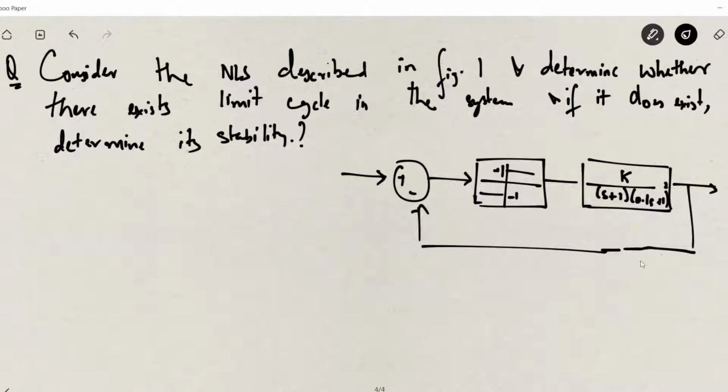We have to first of all determine for the system that the nonlinear element is actually an on-off relay, a simple relay. And our transfer function is K divided by s plus 1 into (0.1 s plus 1) whole square. So we need to find out whether there exists a limit cycle for the system, and if it does, whether it is a stable limit cycle or an unstable limit cycle. So we need to solve this.